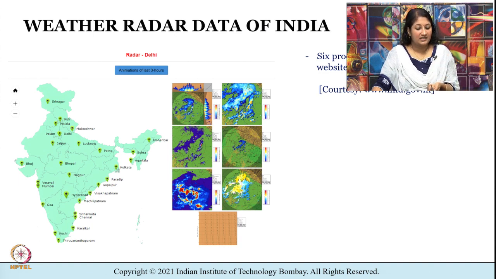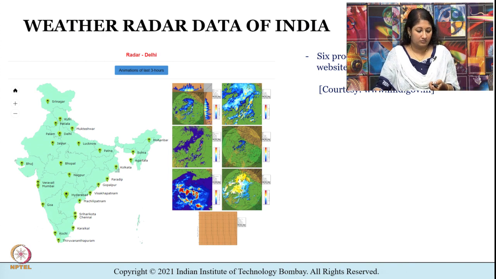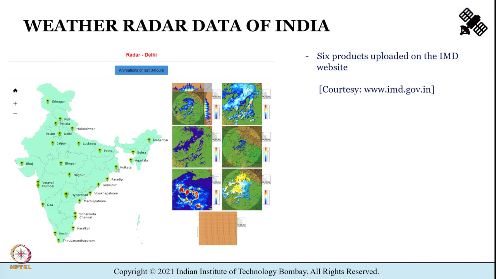Here what you see is the level 3 Doppler weather radar data. It gives information like reflectivity, radial velocity, precipitation intensities and so on, and they are for a particular altitude. As before, the Doppler weather radar data from India is also captured at different altitudes, and shown here is the data corresponding to one particular altitude.